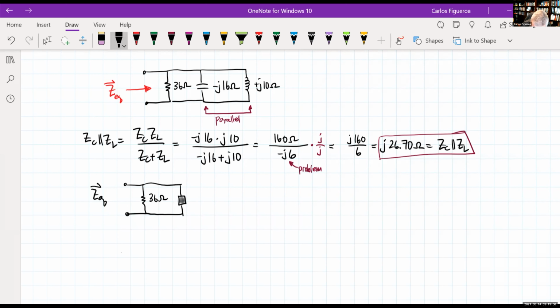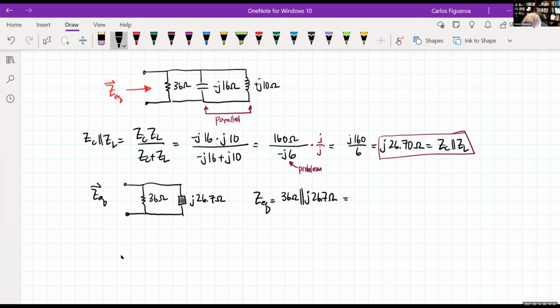Where this guy now is j26.7 ohms. So now I'm going to repeat the process here. If I repeat the process, what I really have is that Z equivalent means it's going to be 36 ohms parallel to j26.7 ohms. So then here I go. It's going to equal what?